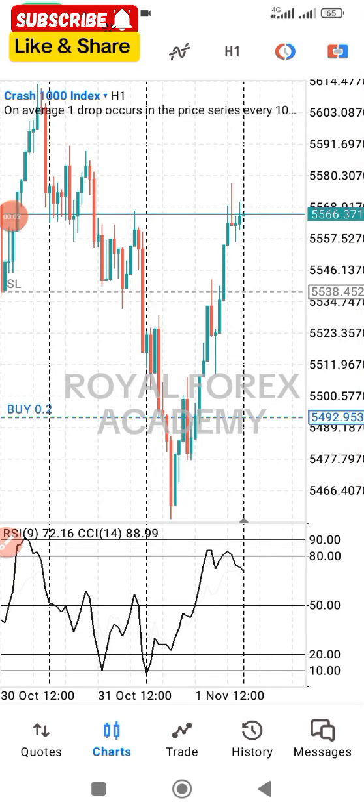Divergence is a disagreement between the price action on the main chart and the window indicator. And basically we have two types of divergence. We have the regular and the hidden divergence. And in the regular divergence, we have the bullish and the bearish.